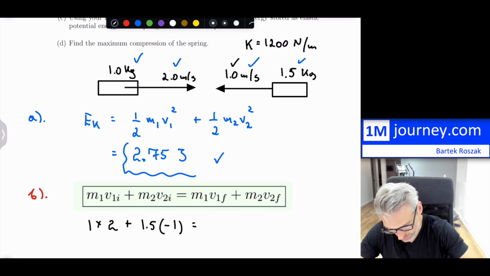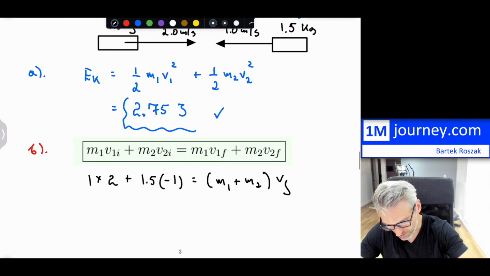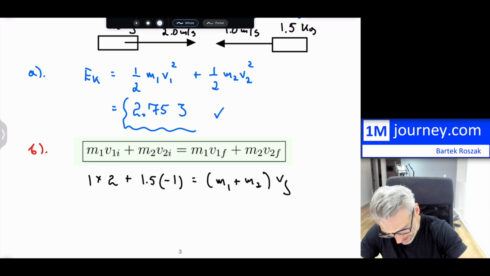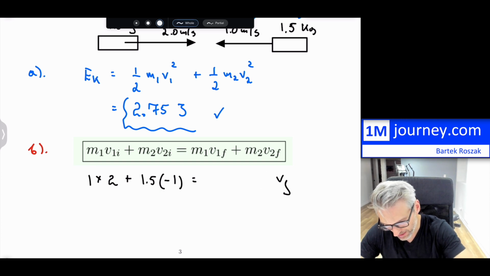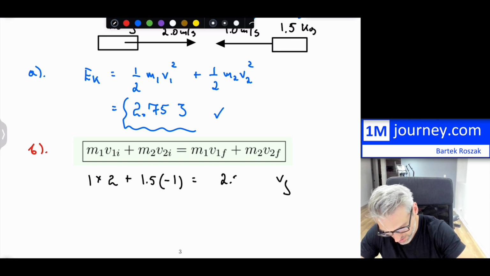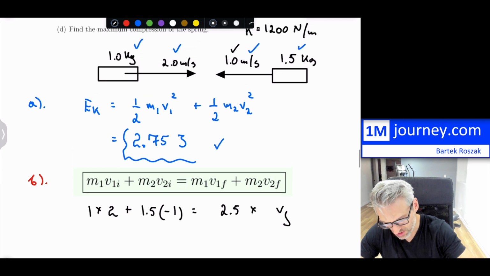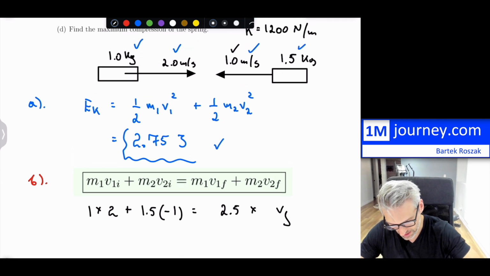And it is equal to, now maximum compression, which means that both M1 plus M2 are going to be stuck together and they're going to be moving at the same speed. Okay, so this is what we will have. So now that means if you're adding these two together, that's going to be 2.5 kilograms. So that is just the sum of both of these combined. All right, so that's what we will have.